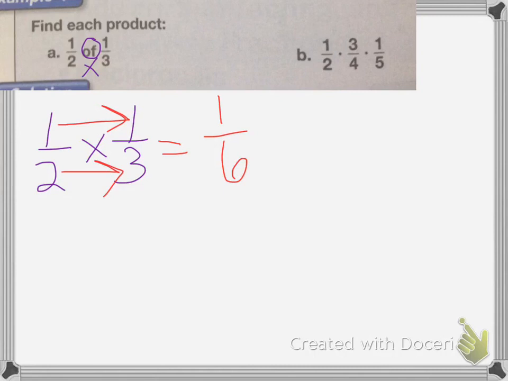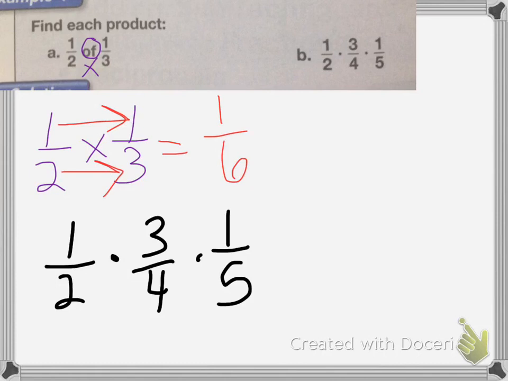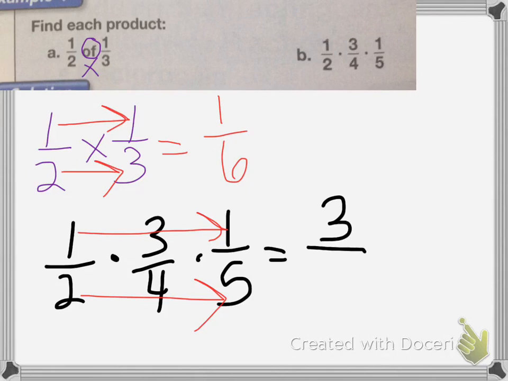For the second one, I have 1/2 times, the dot means times, 3/4 times 1/5. Again, I'm going to multiply straight across the numerators and straight across the denominators. So my answer is going to be 1 times 3 times 1 is equal to 3. 2 times 4 is 8. 8 times 5 is 40. So my answer is 3/40.